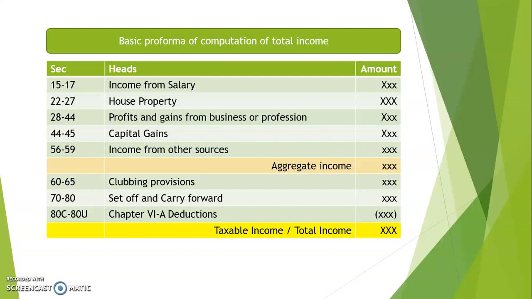I'll tell you why. Herein I have arranged all the heads, all the items section wise in numerical order. Alright, you can see 15 to 17 salary, then we go 22 to 27 house property, so it's in ascending order. Finally 56 to 59 income from other sources. Clubbing sections are from 60 to 65, post which there is set off and carry forward, which is from 70 to 80, and finally 80C to 80U, which is chapter 6A deductions, which is the final step while computing the taxable income of an assessee.